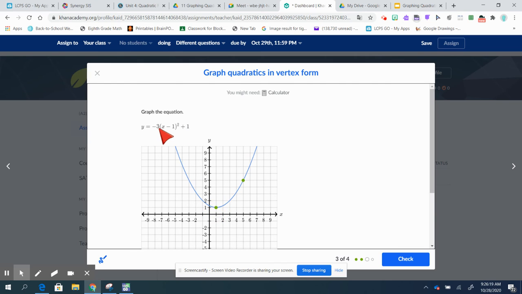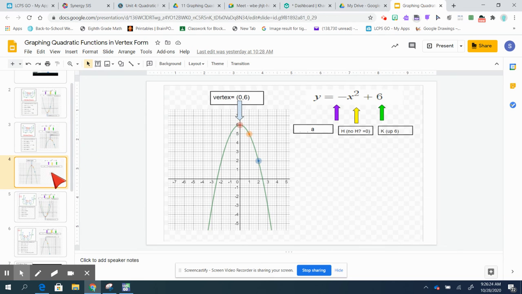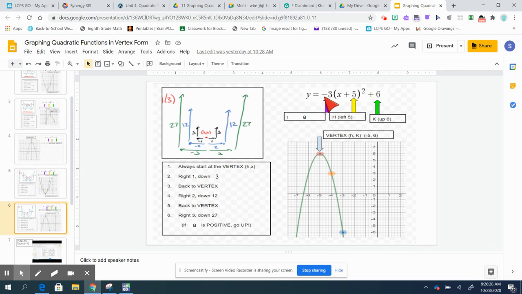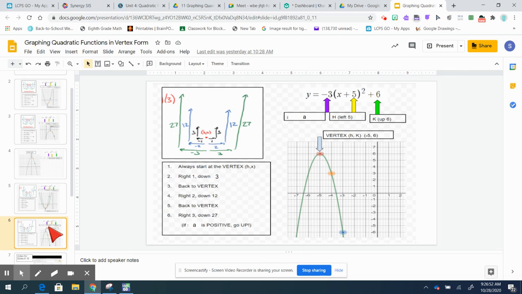Now we have a negative 3 as our a value. I'm going to go back and just take a look at my notes and see what happens. There's 2, and here is a, oh, it's even a negative 3, so that helps us. So instead of right 1, down 1, we're now going to go right 1, down 3. And if we were going to do another one, we would go right 2, down 12, because 3 times 4, our standard is 4, 3 times 4 is 12.